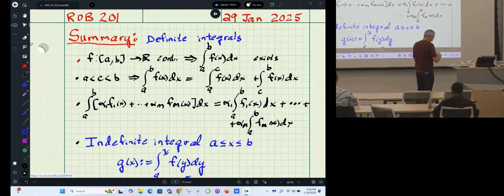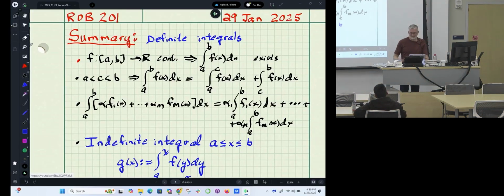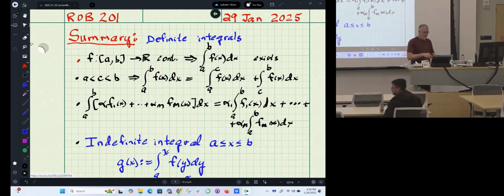Hey guys, the Zoom computer's working today. Life is good. But hey guys, there we go, we're back online. It's always something. Okay.